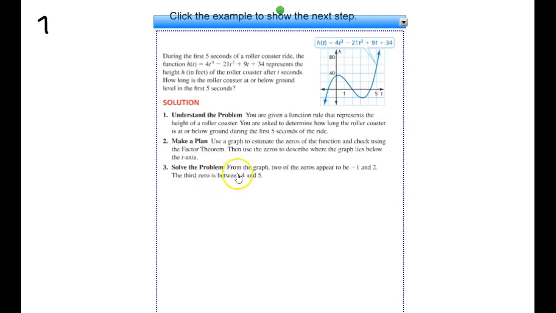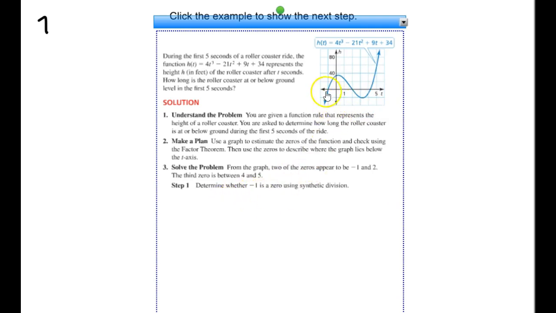So here's what we have to do. First thing, we want to understand the problem. So I'm given a function rule, and I'm asked to determine how long it's at or below ground level during the first 5 seconds. So first thing I did was I made a graph to estimate my zeros, and then I can check that using the factor theorem. Okay, so from the graph, a couple of my zeros appear to be at negative 1 and 2. My third 0, right, is at a weird decimal or fraction, so I don't know exactly where that's at.